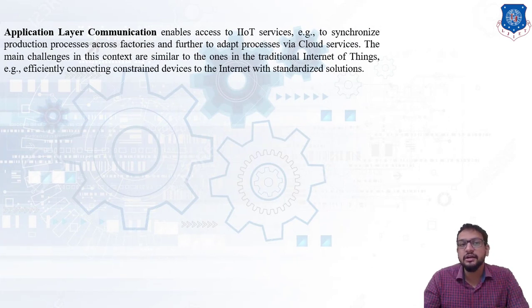Now application layer communication. It is going to enable access to industrial Internet of Things services, for example, to synchronize the production process across the factories and to adapt the process via cloud computing. The main challenge in this context is very similar to the IoT, that is efficiently connecting constrained devices to the internet with a standardized solution.